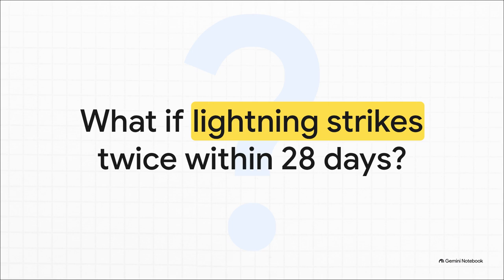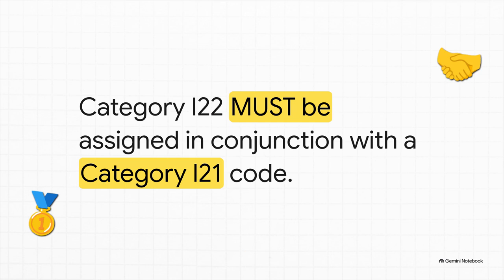Enter category I22. Here is the golden rule you cannot break. Category I22 must be assigned in conjunction with the category I21 code. An I22 code is not a lone wolf. It cannot stand by itself on a claim form. It's a mandatory 2-code pairing. You need one code to tell the story of the initial heart attack, and the second code to tell the story of the subsequent heart attack.